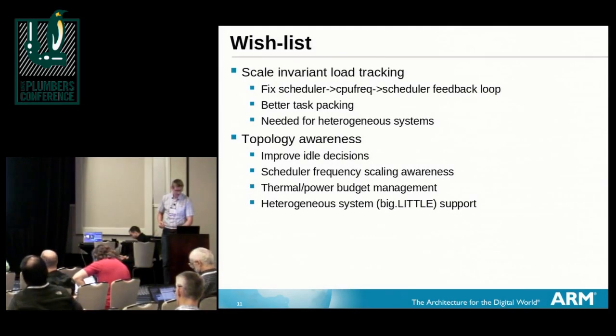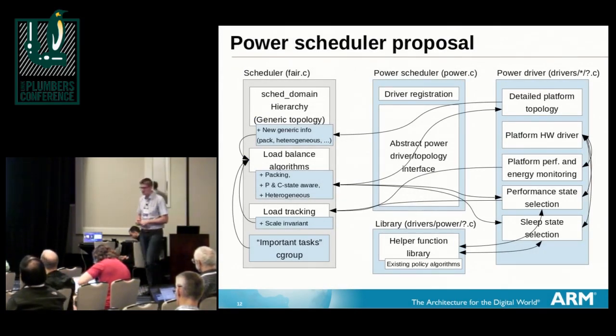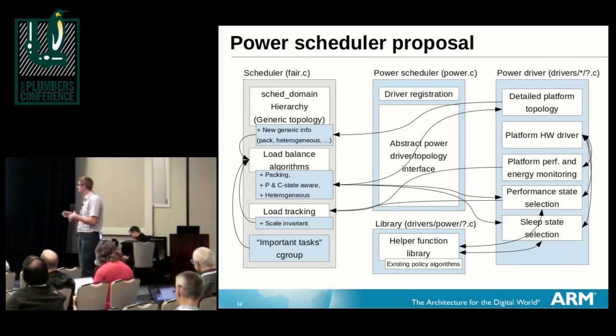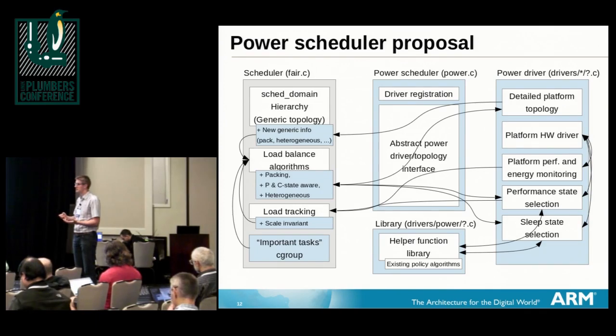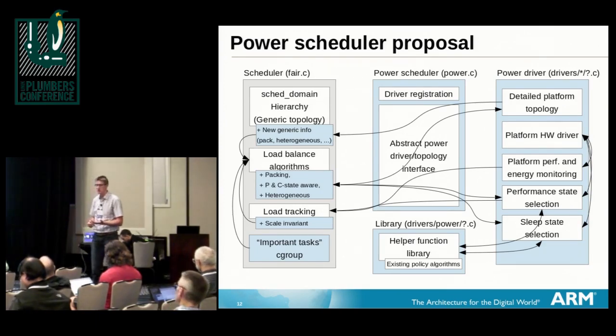On the next slide, I tried to summarize all the changes that I think are needed. On the left side, we have the scheduler. Right now, we have a sched domain hierarchy. It's a generic topology representation. We need some more generic information in there if we want to do packing, for example. For the load balancing algorithms in the scheduler, we need to look at how we actually do packing. We have seen patches from Mats, and we've seen patches from Alex Shi, both trying to do packing in different ways. There have been discussions around them, but there have been problems with both of them.